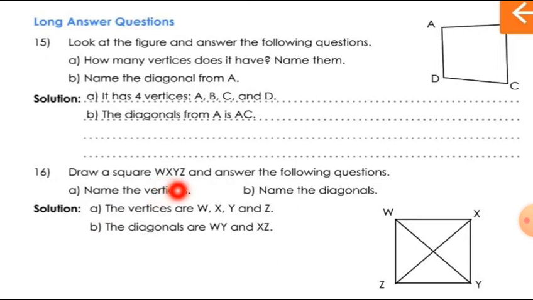Draw a square WXYZ and answer the following questions. Here is the picture. Name the vertices. Which are the vertices? Yes, W, X, Y, Z. These are the vertices. Now name the diagonals. That is WY. WY is a diagonal and XZ is another diagonal. So you can write like this. Got it, my dears?